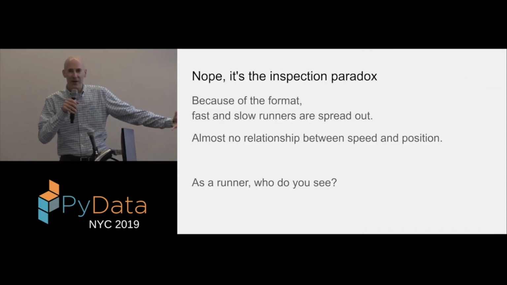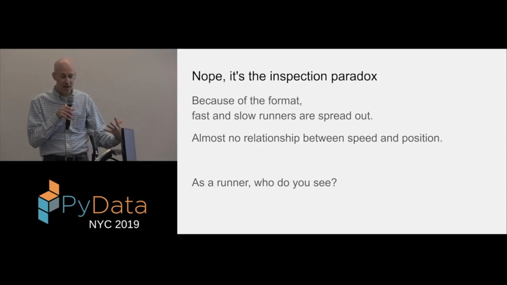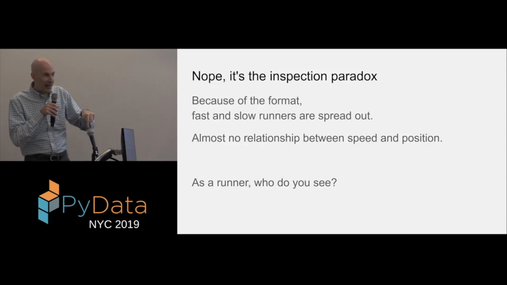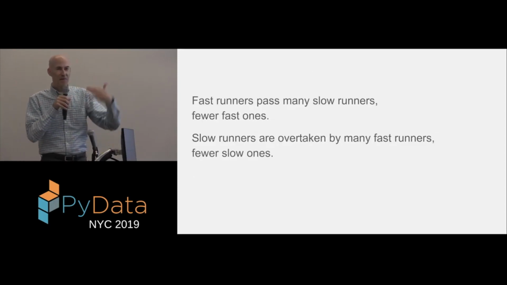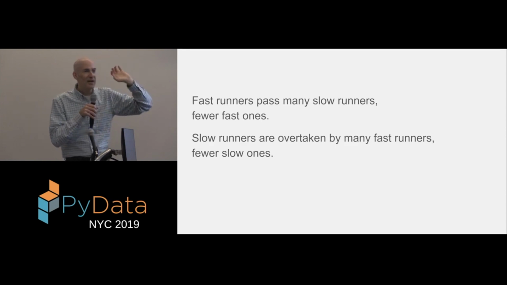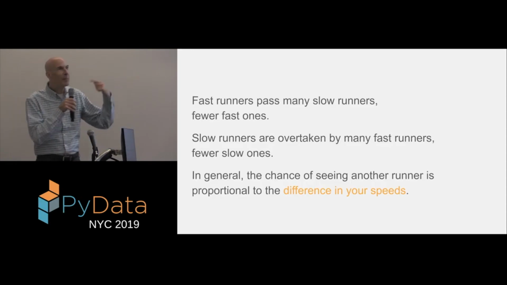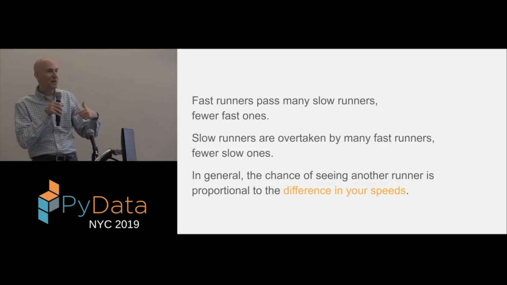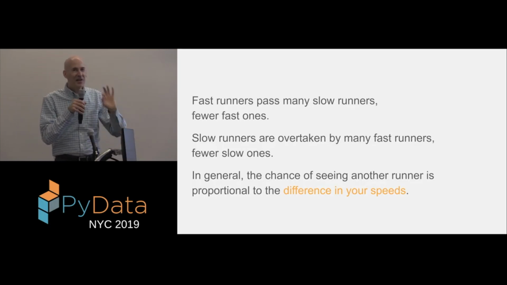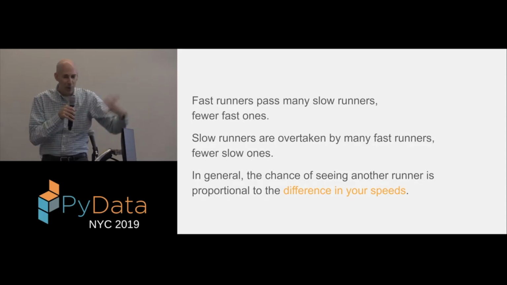Because of the way this format works, the runners are spread out over the course, so it's almost a random sample of different speeds. But if you're out there running, the people that you see depend on how fast you are running. If you run fast, you are likely to overtake slow people. If you run slow, you will be overtaken by a lot of fast people. And in general, the probability of observing another runner is proportional to the absolute difference between their speed and yours. So this is a little bit of a variation, but it's still this linear relationship between the size of the thing that you're measuring and your probability of observing it.